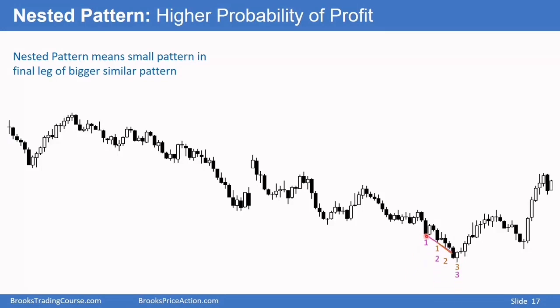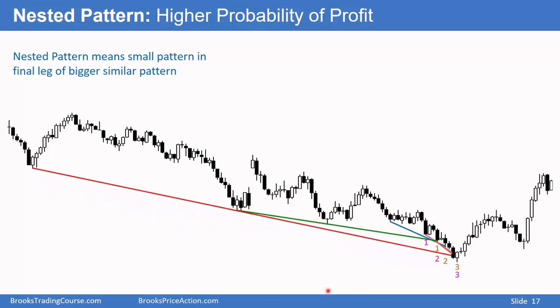Slightly bigger pattern, this small wedge, 1, 2, 3, is within a larger wedge, 1, 2, 3. And here's a larger wedge, 1, pull back, 2, pull back, 3. Within a larger wedge, 1, 2, 3. Within a larger wedge, 1, 2, 3. So we have several layers of nesting within a large wedge bottom. And then we have a good buy signal bar here, a higher probability that you'll get at least a couple legs sideways to up.